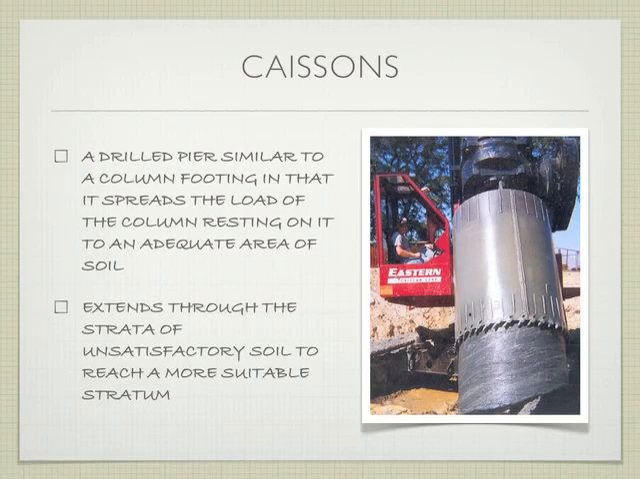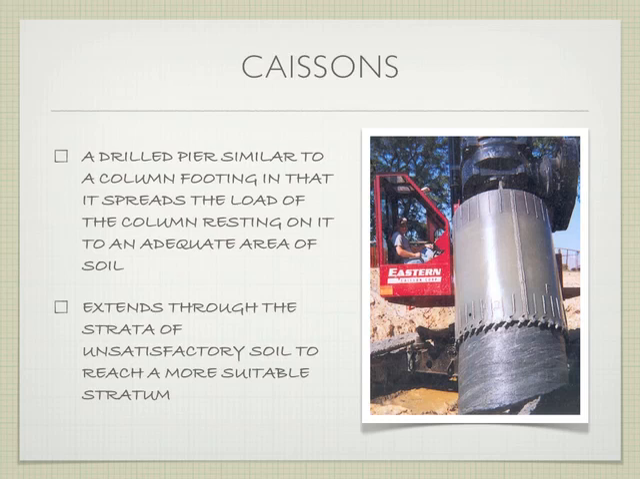Being able to complete that diagram signifies that you understand what each of these are. So, caissons. Caissons are drilled piers. They're similar to a column footing in that it spreads the load of the column resting on it into an adequate area of soil. And just like I talked about, we moved from the residential, small scale into the big building scale, the bridges, the skyscrapers, that kind of scale.